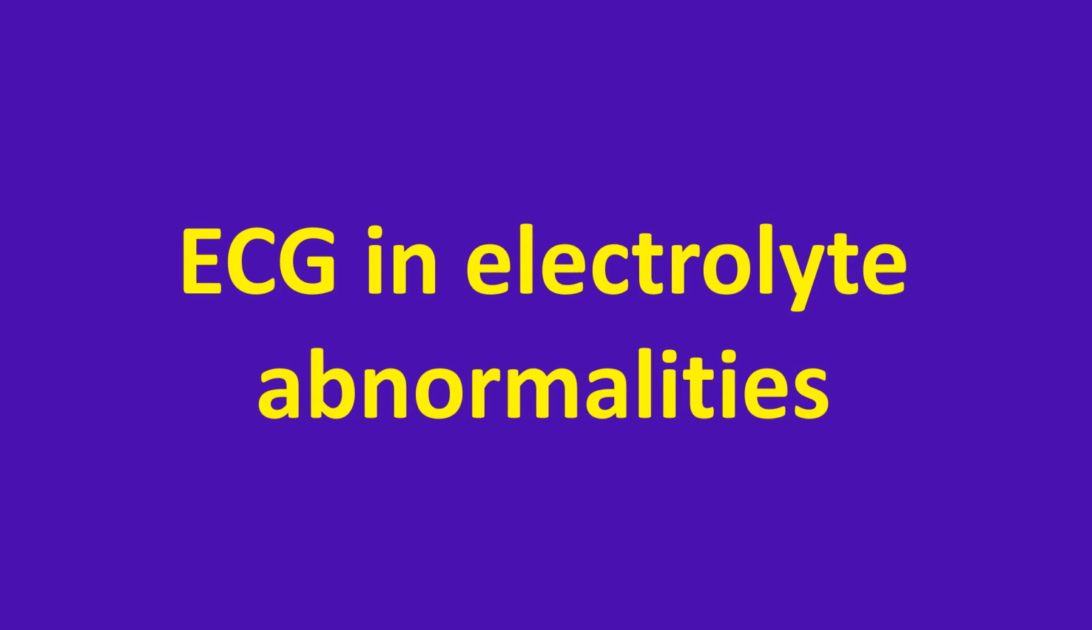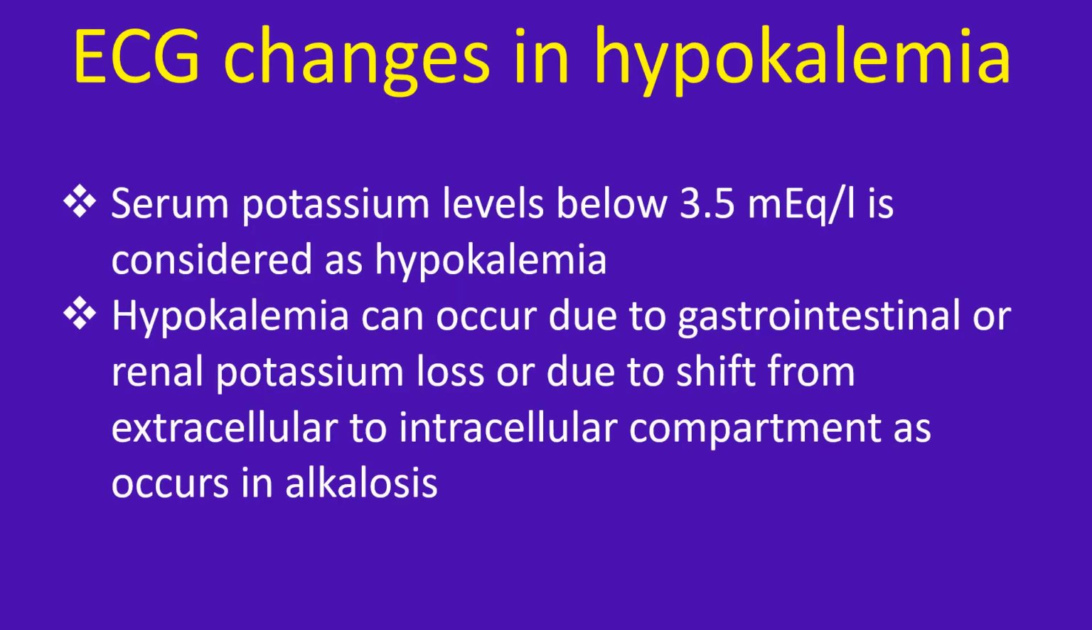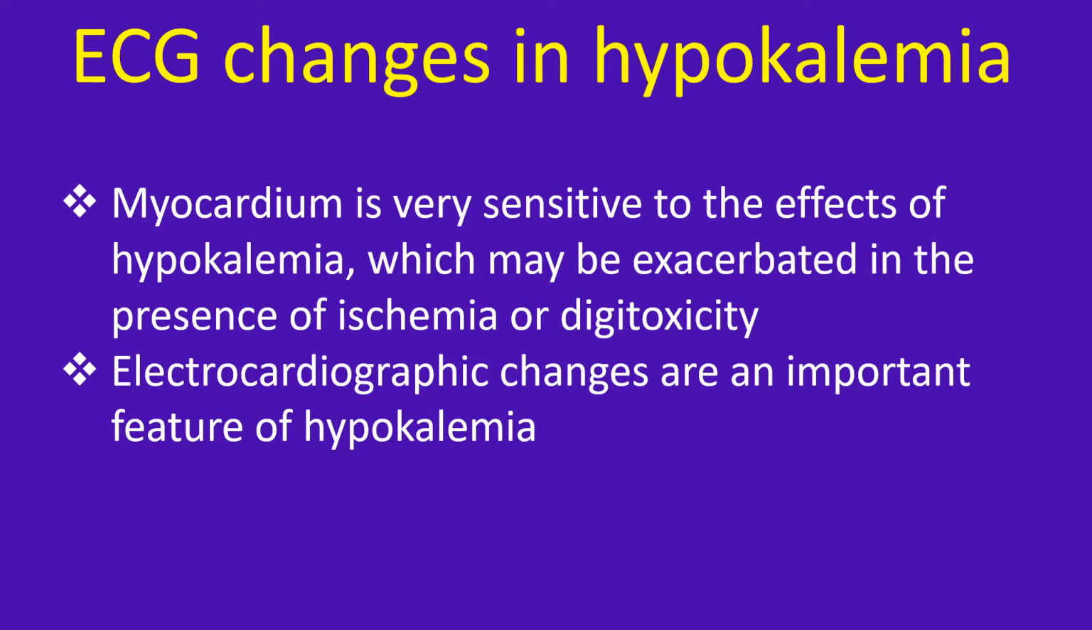Moving on to ECG changes in electrolyte abnormalities. Serum potassium levels below 3.5 milliequivalent per liter is considered as hypokalemia. Hypokalemia can occur due to gastrointestinal or renal potassium loss or due to shift from extracellular to intracellular compartment as occurs in alkalosis. Myocardium is very sensitive to the effects of hypokalemia, which may be exacerbated in the presence of ischemia or digoxin toxicity. Electrocardiographic changes are an important feature of hypokalemia.